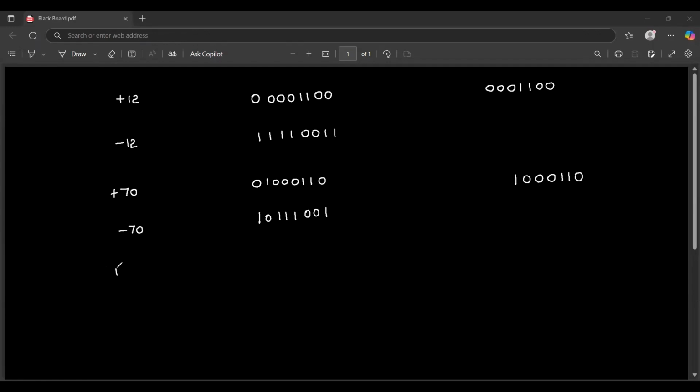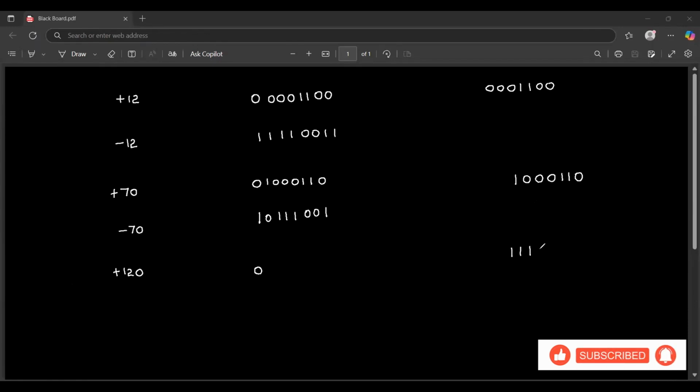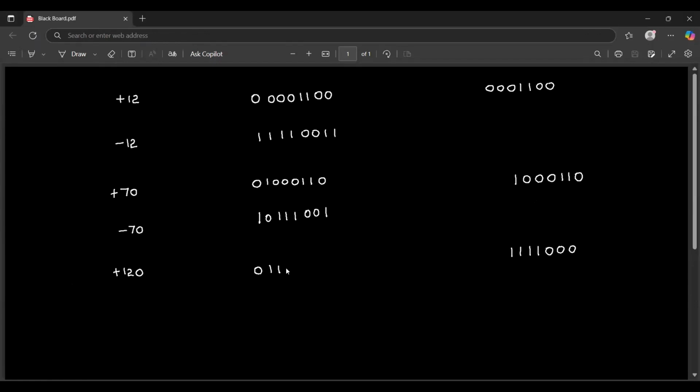Let's do another positive number, plus 120. The first bit will be 0 since it's a positive number. And 120 can be achieved by using 64, 96, 112, and then 120. So the positive 120 is 1, 1, 1, 1, 0, 0, 0. Now we are going to negative 120. You have to find the inverse of this.